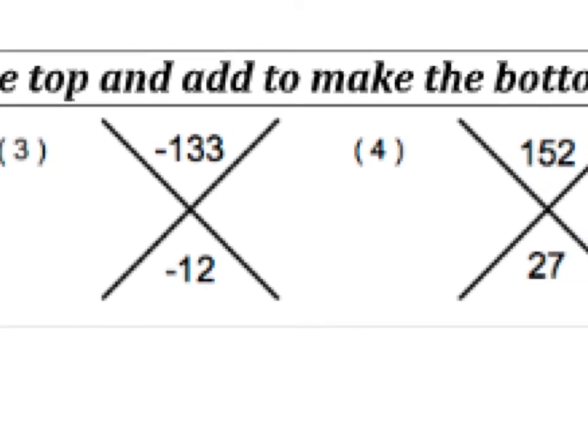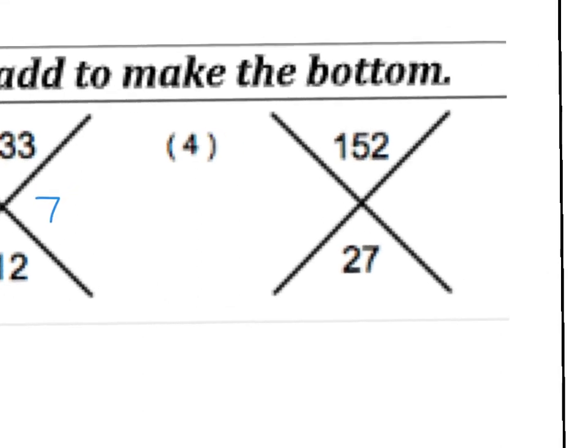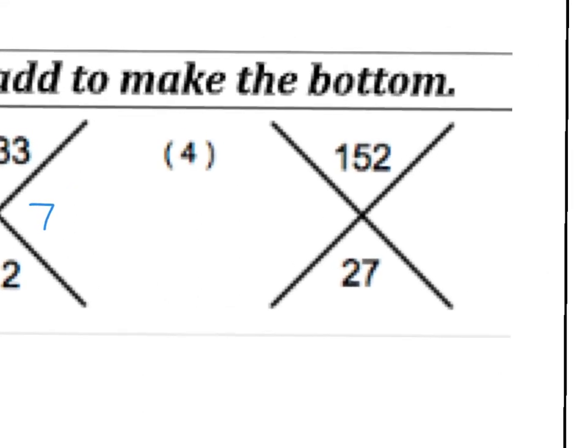Okay, number 3. Two things that multiply to 133 that will add to negative 12. Or multiply to negative 133, add to negative 12. What do we think? Negative 19 and 7. Who agrees? Anybody get anything different? Okay, cool. I'm glad you agree. You're right. Number 4. 19 and 8, both positive. Who agrees? Anybody get anything different? Cool. All right. Any questions on this?